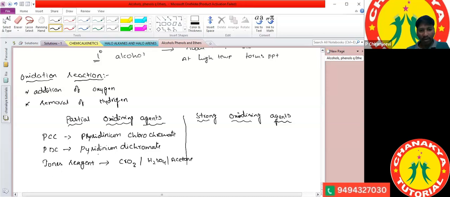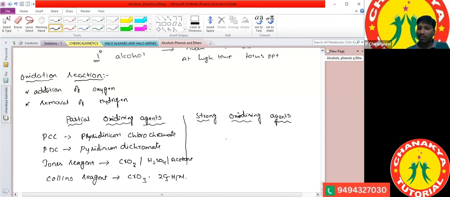Collins reagent. What is meant by the Collins reagent? Collins reagent is nothing but CrO3 and dipyridine, C5H5N, mixture. This mixture we can call a Collins reagent. All these are partial oxidizing agents.